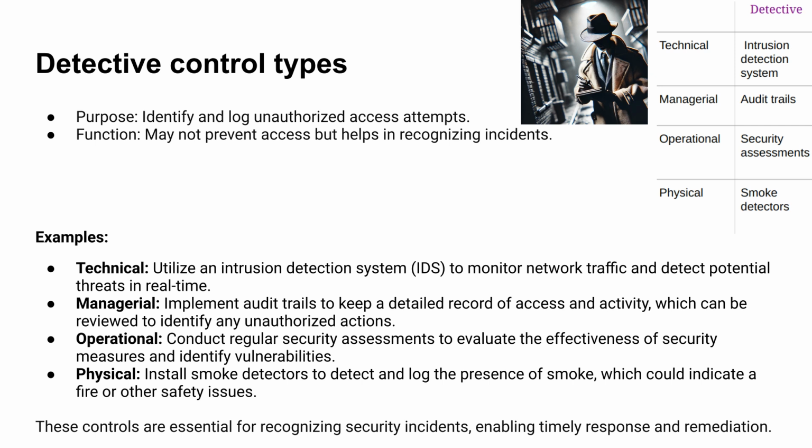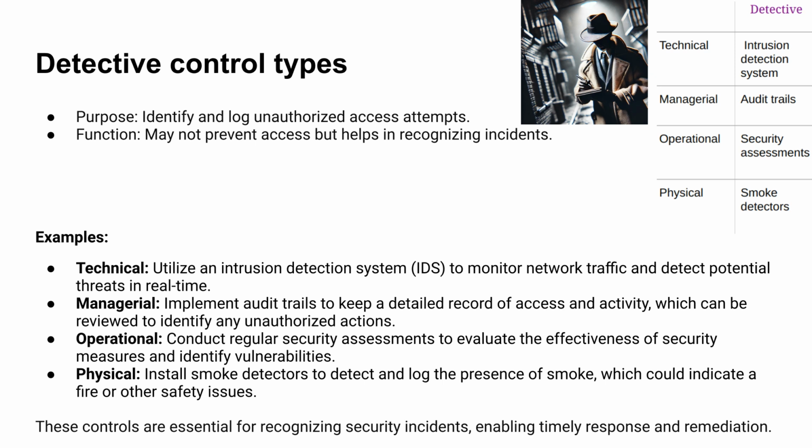Implementing audit trails allows for detailed tracking of user actions and access, helping to uncover any unauthorized activities. Regular security assessments are another detective measure, as they help identify vulnerabilities and weaknesses in existing security measures. Additionally, smoke detectors serve as a physical detective control by alerting personnel to the presence of smoke, which could signal a fire or other hazardous situation.